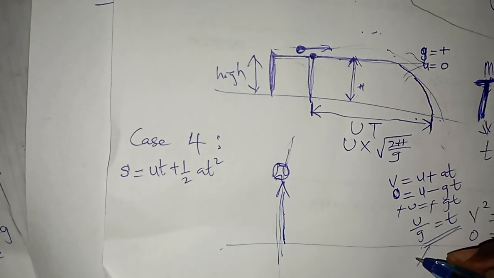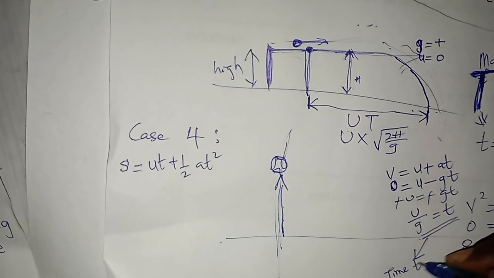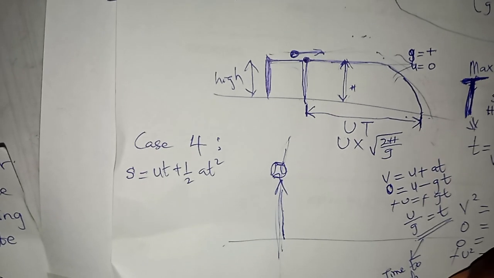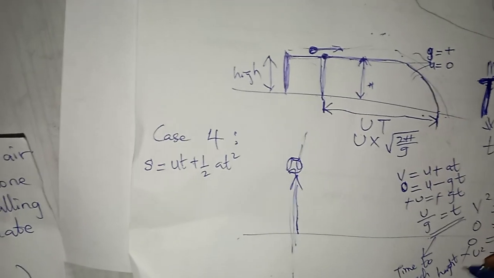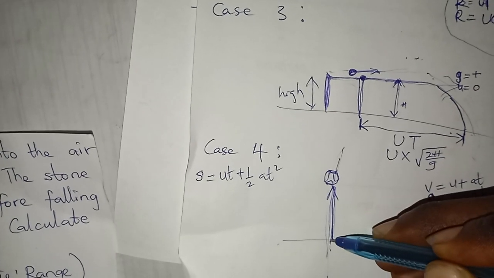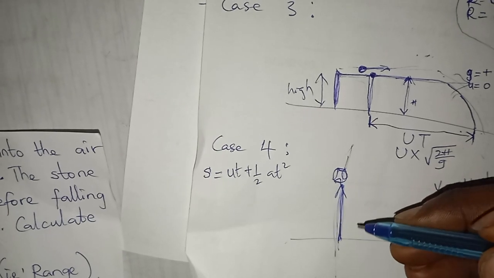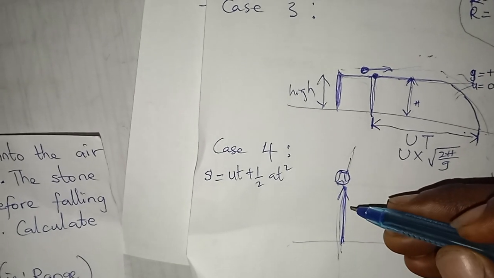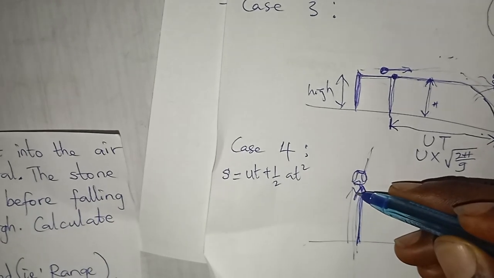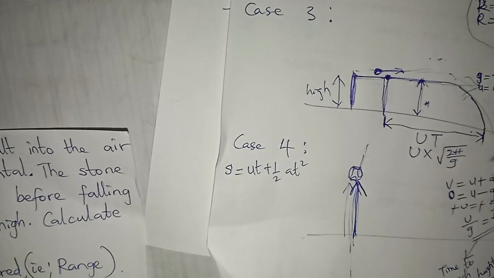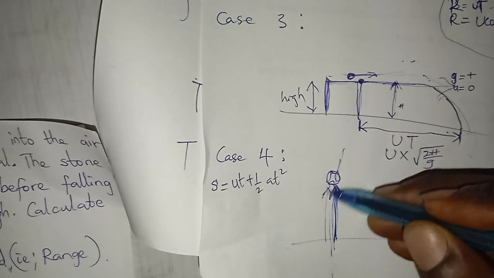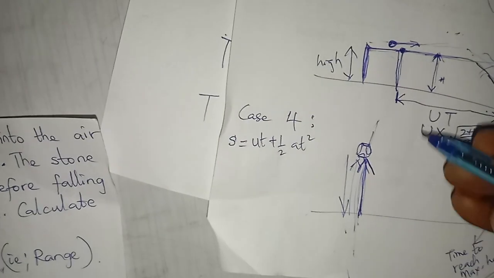Why I said this is the one you use for time to reach maximum height is because you are not considering the height given. If you consider the height given at any point, it means that you've gone up and you've come down, and that is for total time taken or time of flight. So for time to reach maximum height, what you are considering is the velocity that took you there. But if you reached it and you come back, you've really covered the distance.